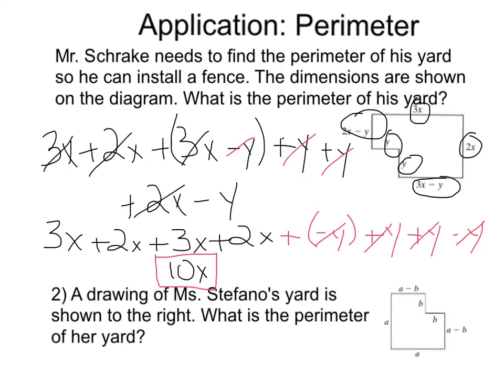Pause the video and try this one in your notebook. Number 2. A drawing of Miss Stefano's yard is shown to the right. What is the perimeter of her yard? Be sure to write the original equation, and I want you to copy this diagram into your notebook so that when we're discussing this in class and you're looking back at it later, you know what you were working with.